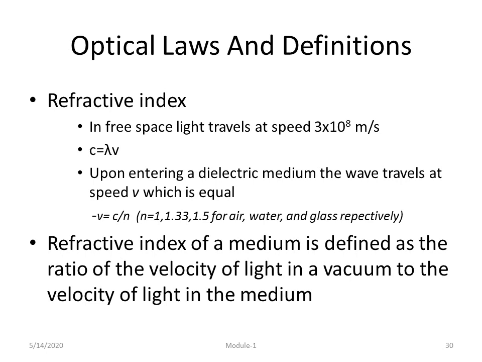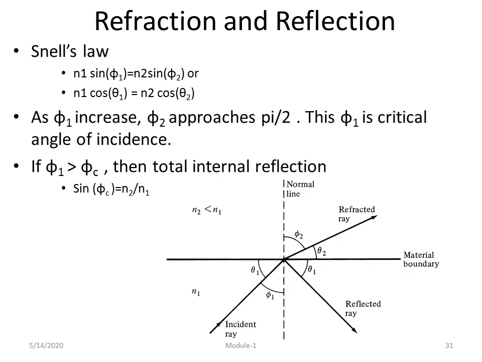The refractive index of a medium is defined as the ratio of the velocity of light in a vacuum to the velocity of light in the medium, denoted n. To get total internal reflection, whatever light is incident should enter the core of the optical fiber and be confined within the core. So the refractive index of the core should always be greater than the refractive index of the cladding.